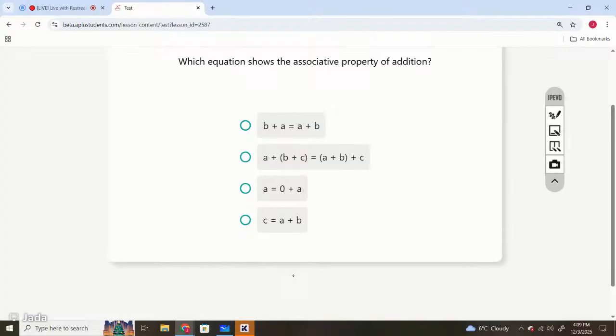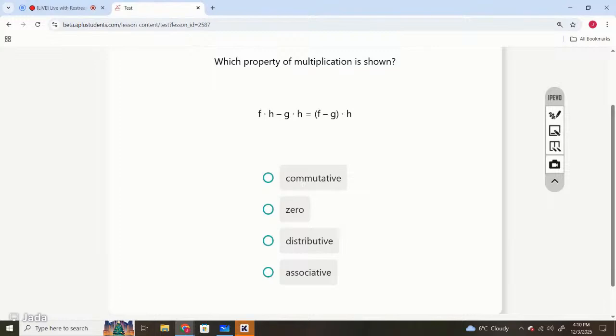Which equation shows the associative property of addition? Associative property of addition is a plus b plus c is equal to a plus b plus c. Option number 2 is the correct option.